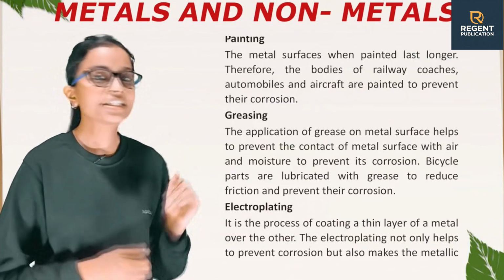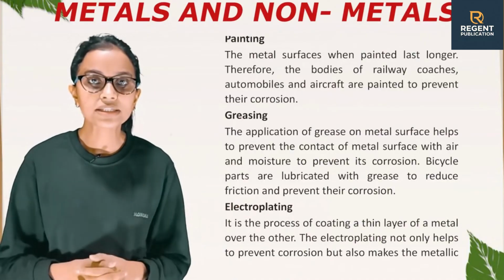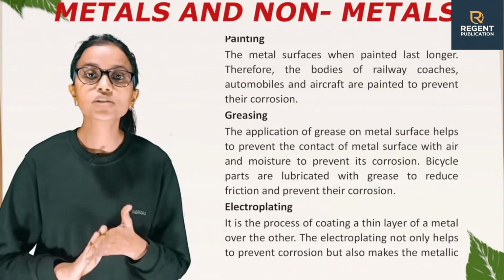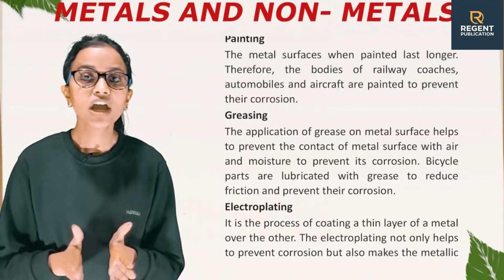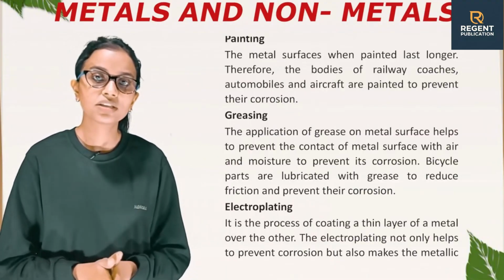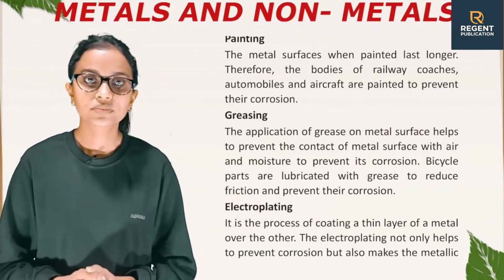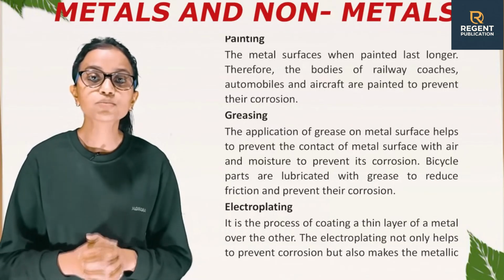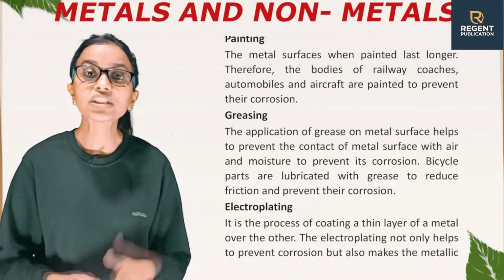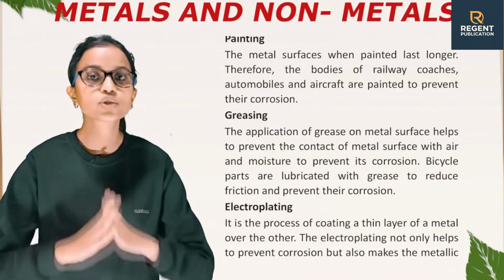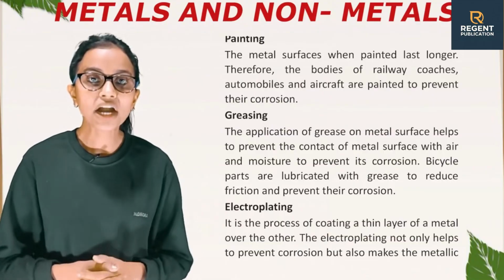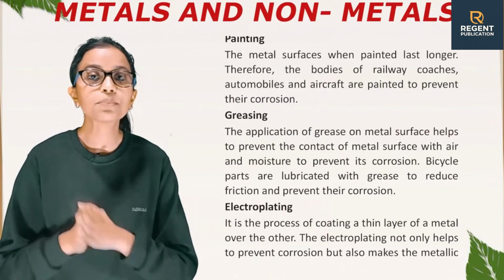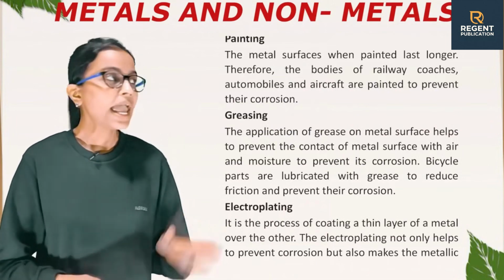Now, painting. The metal surfaces, when painted, last longer. Therefore, the bodies of railway coaches, automobiles, and aircraft are painted to prevent their corrosion. Greasing. The application of grease on metal surface helps to prevent the contact of metal surface with air and moisture to prevent its corrosion. Bicycle parts are lubricated with grease to reduce friction and prevent their corrosion.